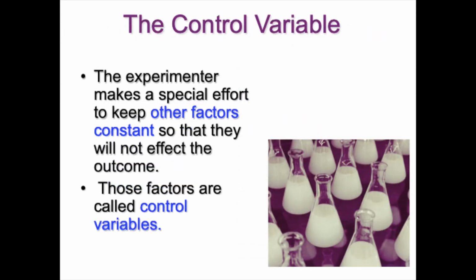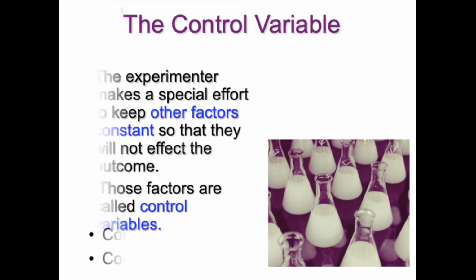Now, we also have what's called the control variables. The experimenter is going to make a special effort to keep all factors constant other than the one variable that they're going to change. Okay? This is very, very important in order to have a valid experiment.